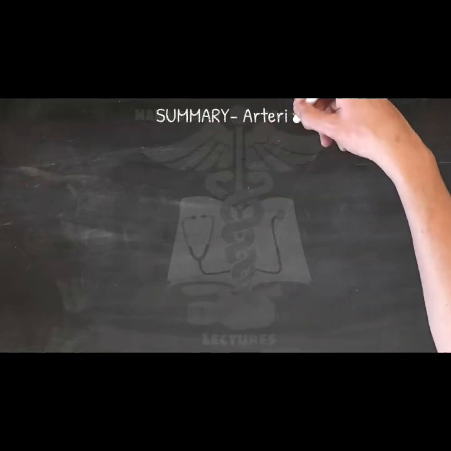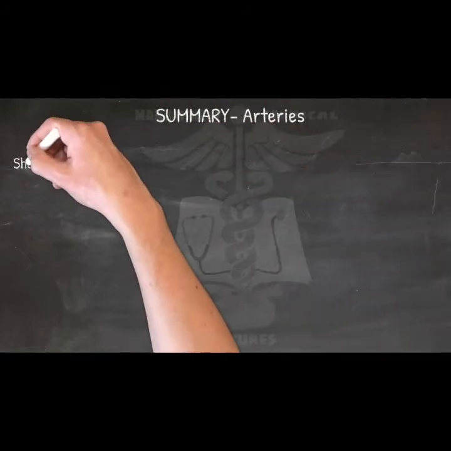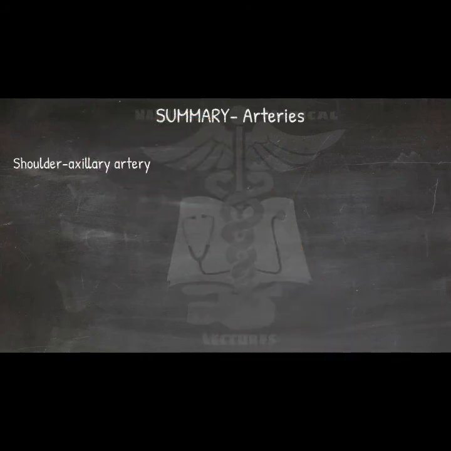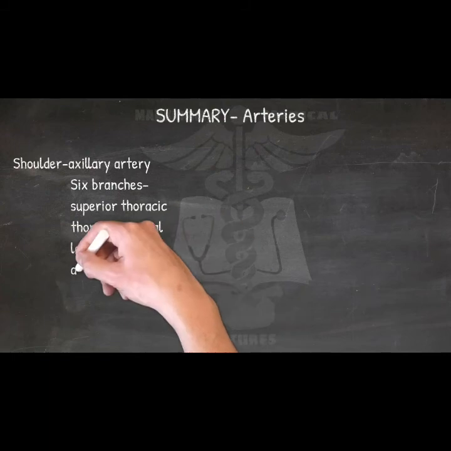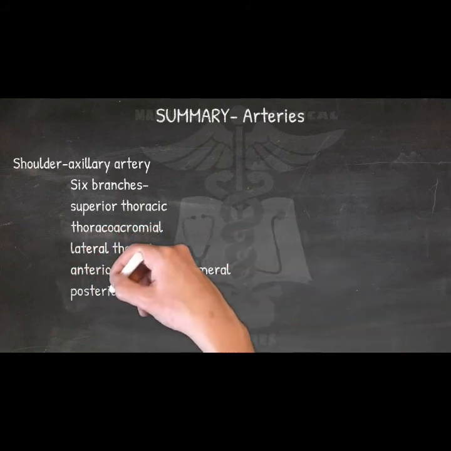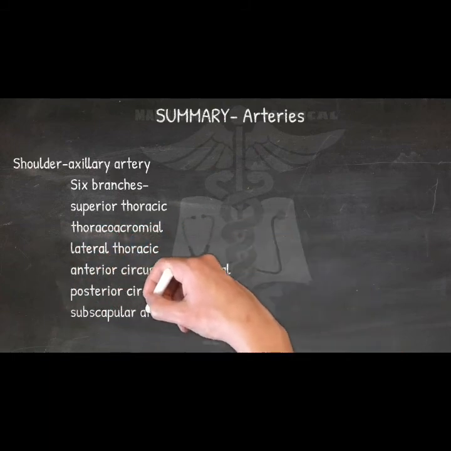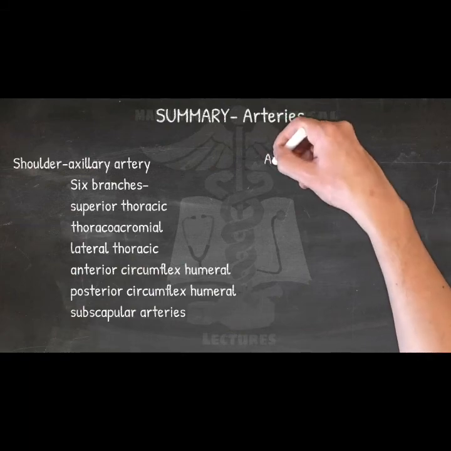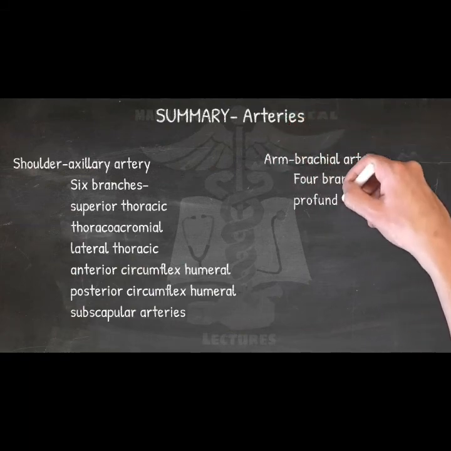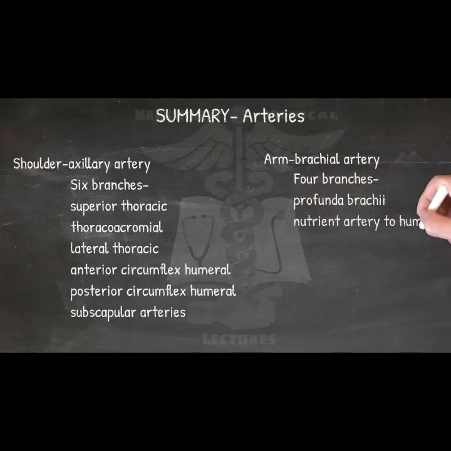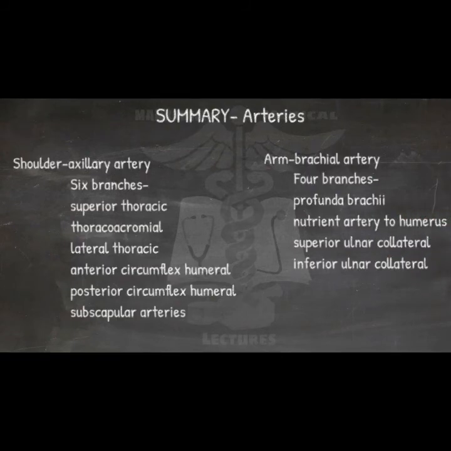Now in summary. Arteries. Shoulder. Axillary artery and 6 branches: superior thoracic, thoracoacromial, lateral thoracic, anterior circumflex humeral, posterior circumflex humeral, and subscapular arteries. Arm. Brachial artery and 4 branches: profunda brachii artery, nutrient artery to humerus, superior ulnar collateral artery, and inferior ulnar collateral artery.